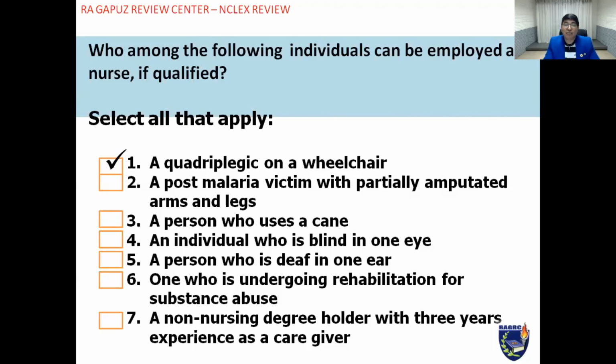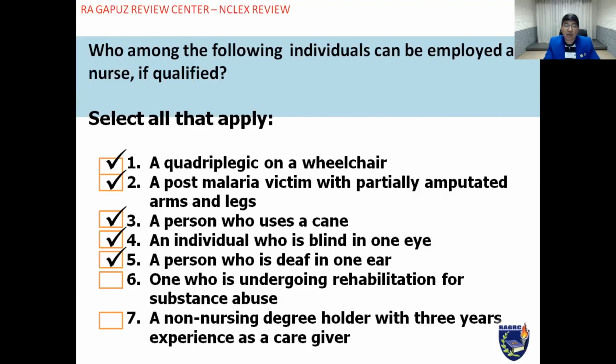A post-malaria victim with partially amputated arms and legs. We've shown you a while back a feature story about a nurse who had this condition, and she works as a case manager. Remember, these nurses are being hired for their knowledge, for their experience, and their insights about professional nursing practice. A person who uses a cane, yes. An individual who is blind in one eye. Remember the story of a nurse who has had multiple sclerosis? She still works as a nurse. So a person who is deaf in one ear, yes.